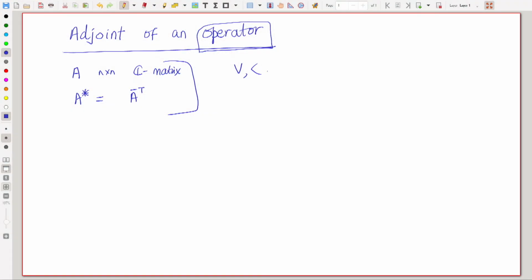Okay, so let us begin with the setup. We will again take V, a finite dimensional inner product space, and we can think of it as over real or complex numbers. I will mention what happens in both situations.